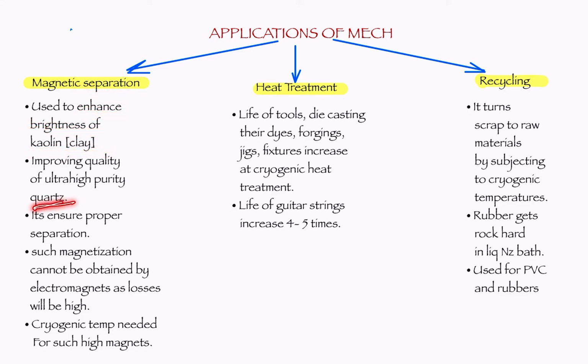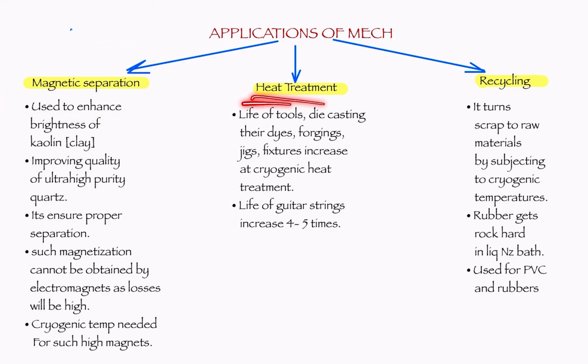Okay, we know quartz. So for improving the quality of quartz, that is, to get ultra high purity quartz, we use magnetic separation. But how? For magnetization to a very high degree, electromagnets cannot be used because the transmission losses will be very high. Hence, cryogenic temperatures are used for such high quality magnets to give the magnetic separation.